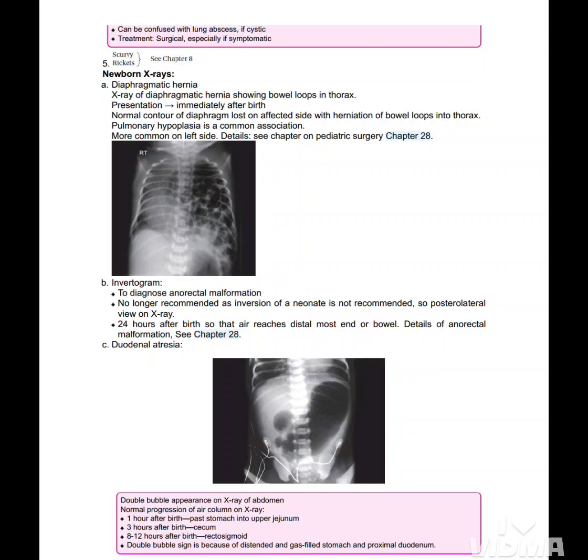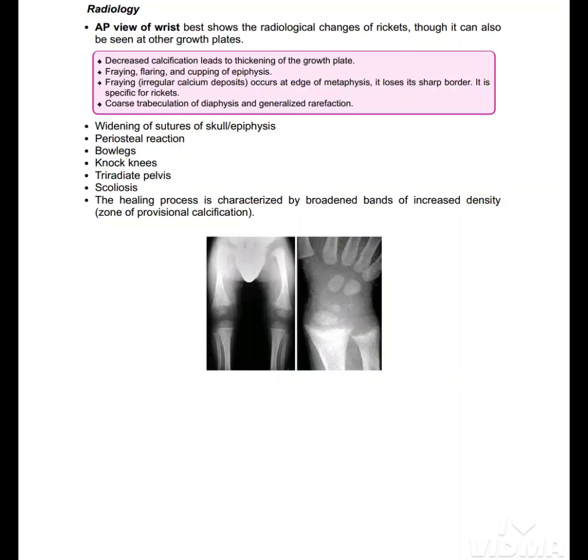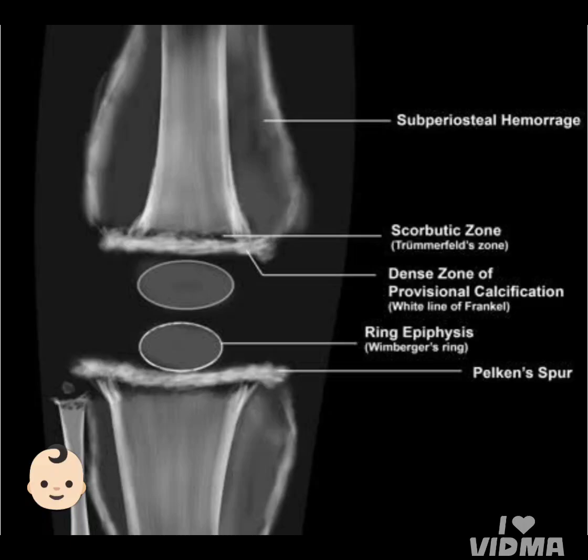A single bubble appearance is seen in congenital hypertrophic obstructive pyloric stenosis. Here we can see the first X-ray of a tracheoesophageal fistula, and the second one of a hemolytic anemia, thalassemia. In thalassemia there is extramedullary erythropoiesis in the flat bones, so there is a hair-on-end appearance in the skull radiograph seen in this X-ray of the skull. Here we can see the X-ray of the wrist and lower limb showing the findings of rickets. These are the X-ray findings seen in scurvy, which is shown here.